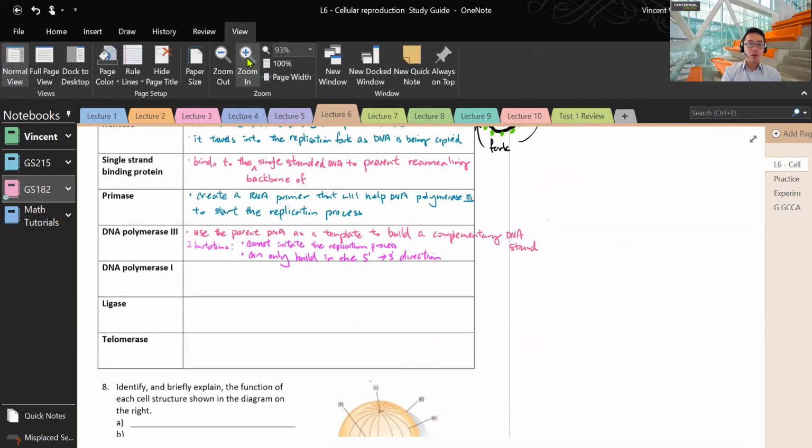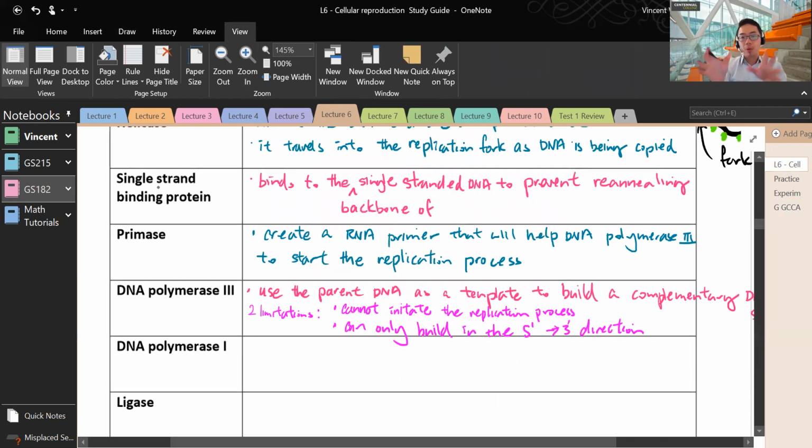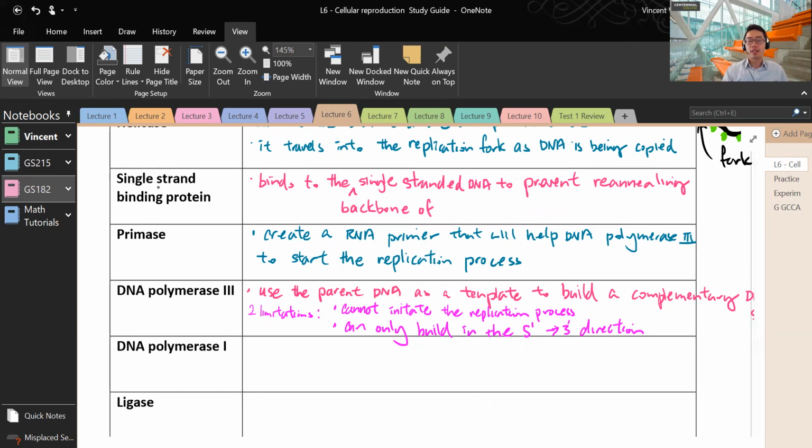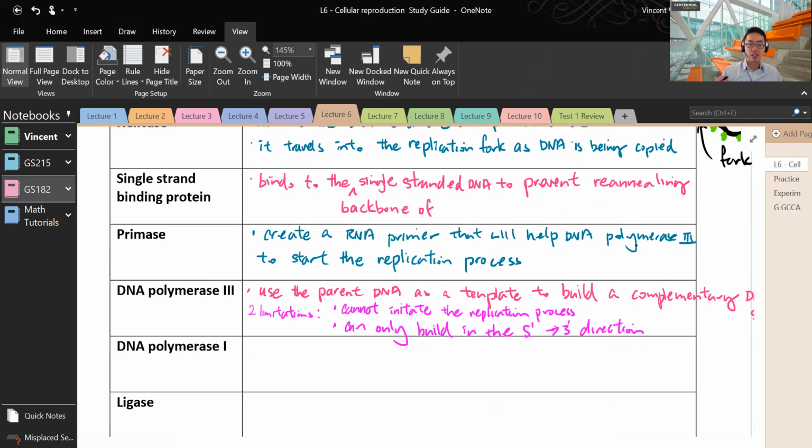So let's go back to here, right? Okay, now we explain what the primase does. The primase puts the primer in place so that the DNA polymerase 3 will know where to start. All right, and then once that happens, the polymerase 3 will take over, and it will either produce directly into the fork on the leading strand or in fragments on the lagging strand.